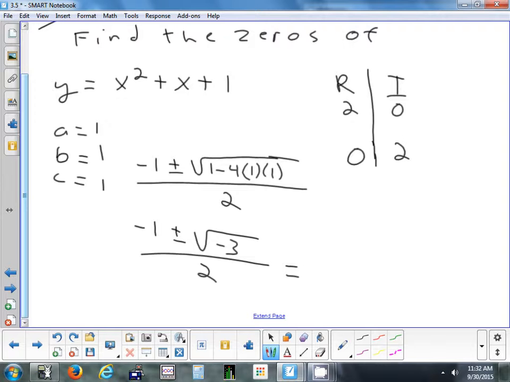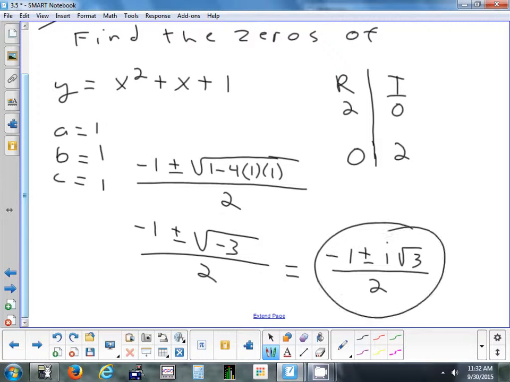Square root of negative 3. But Nick, how would that simplify? Yeah, just I square root of 3. Those are your two answers. Negative 1 plus I root 3 over 2 and negative 1 minus I root 3 over 2. So if you graphed it, which case is it going to be? Is it going to cross the x-axis or not going to cross it? It's not going to cross it. Two imaginary roots. Okay. Questions on that? It's a quadratic, nice and easy. Just use your quadratic formula, solve it like you did in Algebra 2.